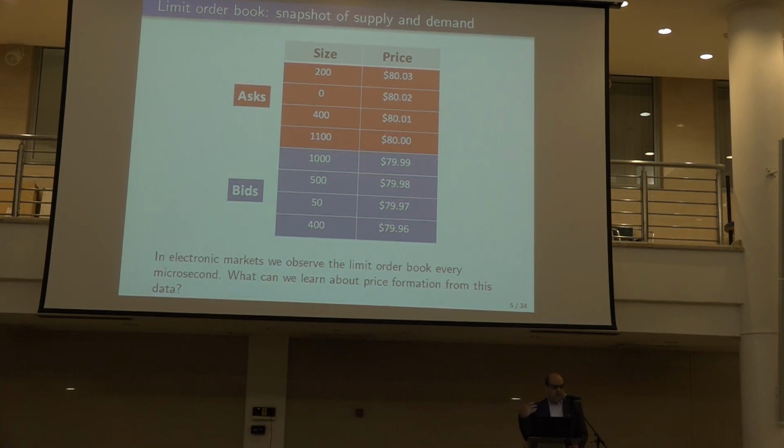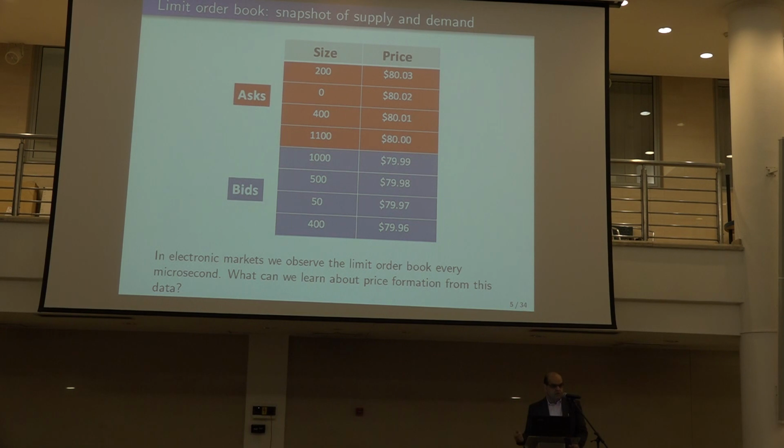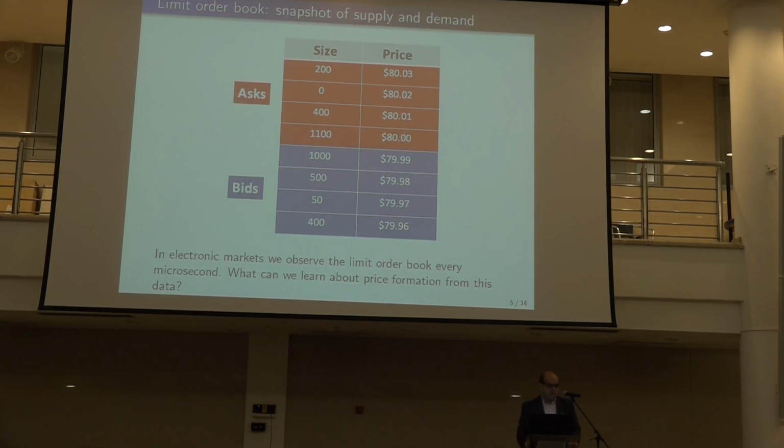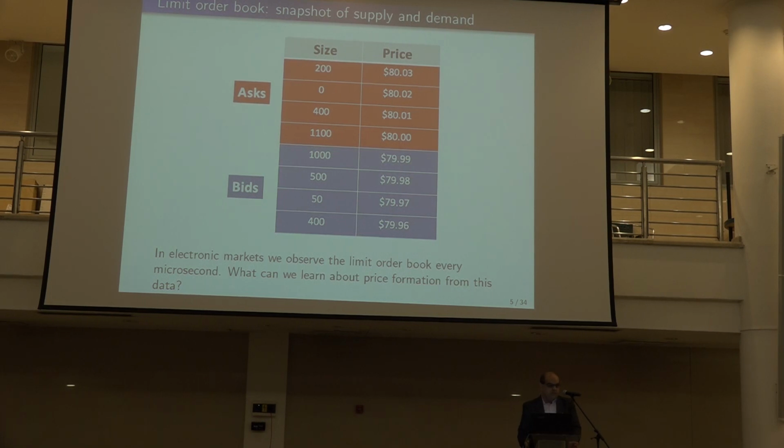And then every millisecond, there are some new orders which come in. They get executed against this, so the state evolves. So we have time series of this. And we have time series of this for all stocks on the exchange. So what I'm going to present is the NASDAQ exchange.